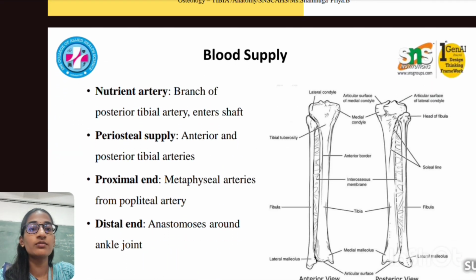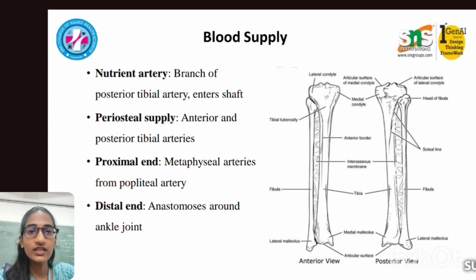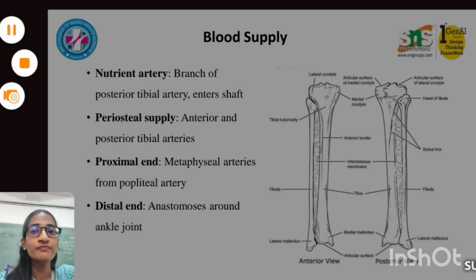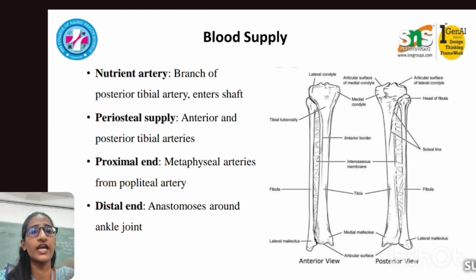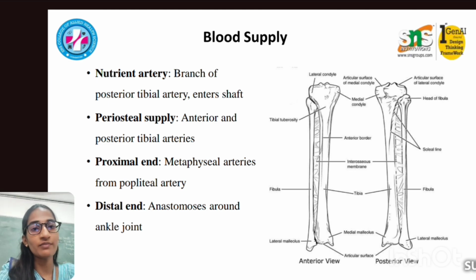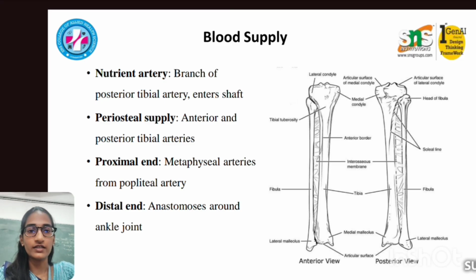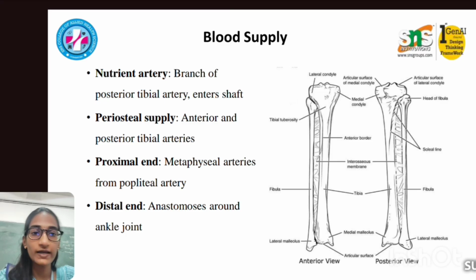Then the blood supply: nutrient artery and periosteal supply. The nutrient artery is a branch of the posterior tibial artery and enters the shaft. The periosteal supply is from the anterior as well as the posterior tibial arteries. The proximal end is supplied by the metaphyseal arteries from the popliteal artery, and the distal end is supplied by anastomosis around the ankle joint.